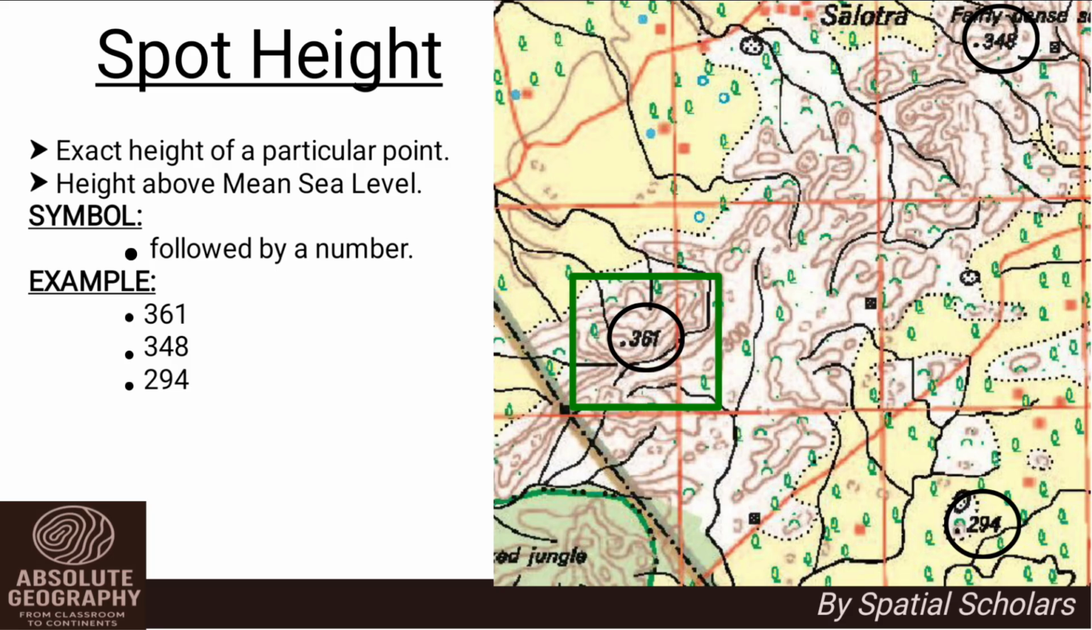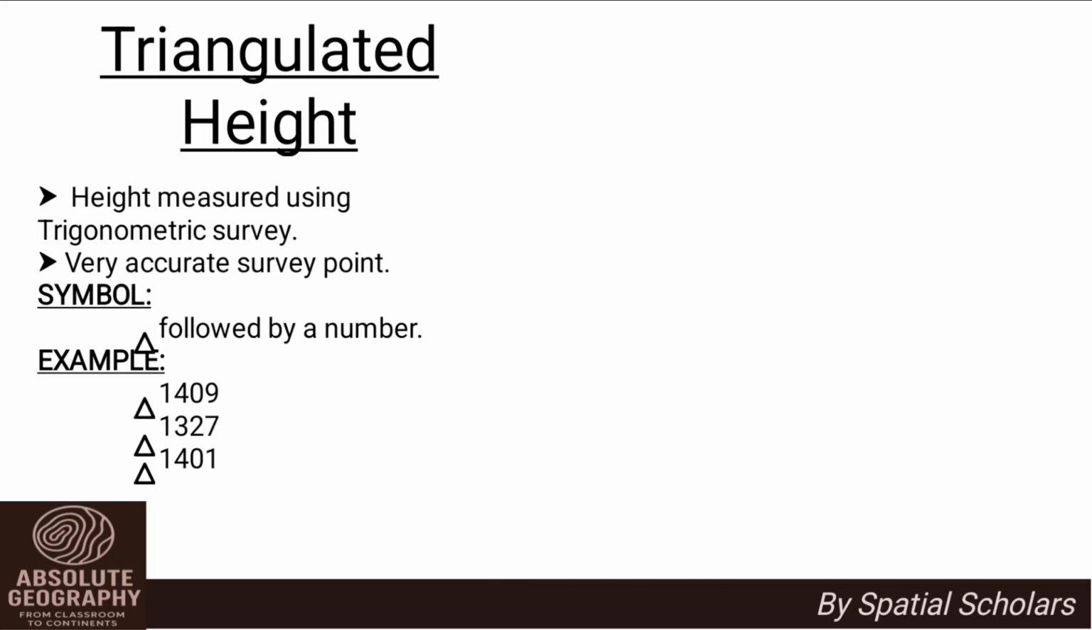By comparing different spot heights, we can also understand slope of the land and direction of the river flow, since water always flows from higher to lower areas.